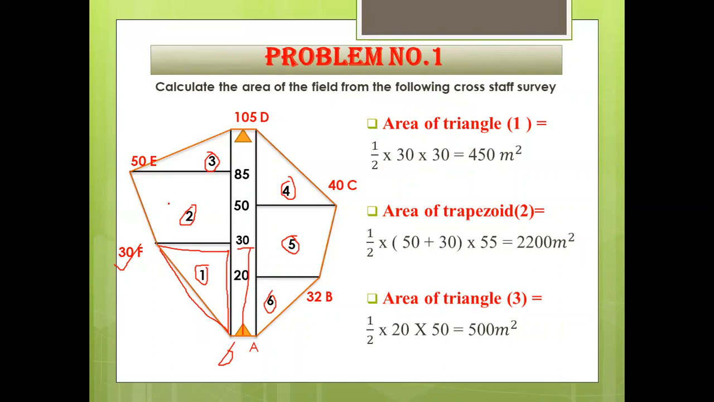Then we will go to the next area, that is the trapezoid. So we know how to calculate the area of a trapezoid, half into the sum of the parallel sides multiplied by the distance between them. Suppose here is 30, here is 85. If we calculate this distance, then we will get 55.